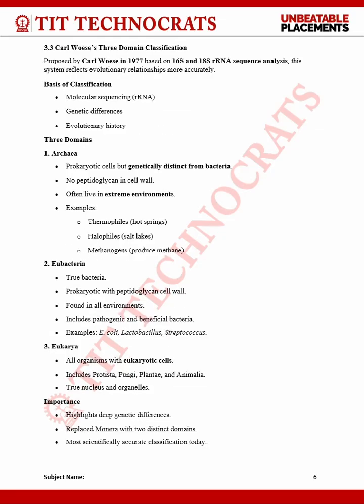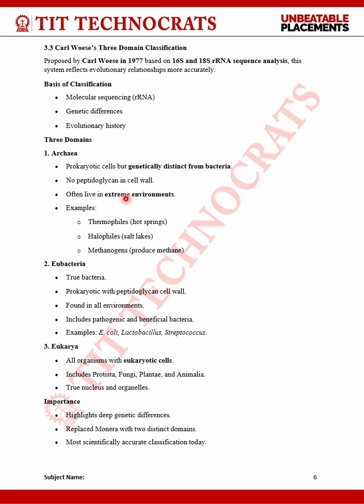Significance: it clearly separates prokaryotic and eukaryotic and recognizes fungi as a separate kingdom, accepted in the classification system. Carl Woese's three-kingdom classification was proposed in 1977 by Carl Woese, based on the 16S and 18S RNA sequence analysis. This system reflects evolutionary relationship, modern evolution in the classifications, molecular sequencing, RNA, genetic differences, evolution history, three domains: Archaea, Eubacteria, Eukarya.